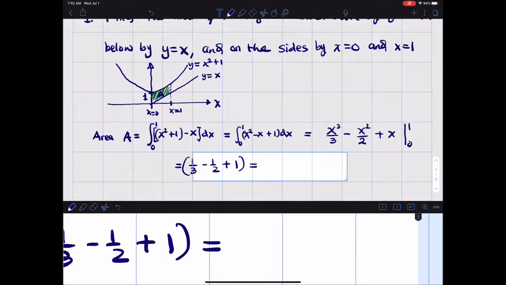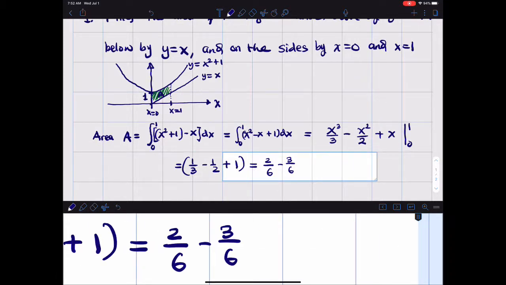So how did I do it? The common denominator is 6. So 1/3 I can write as 2/6. 1/2 I can write as 3/6. And 1 I can write as 6 over 6. So this is 5 over 6. Okay.